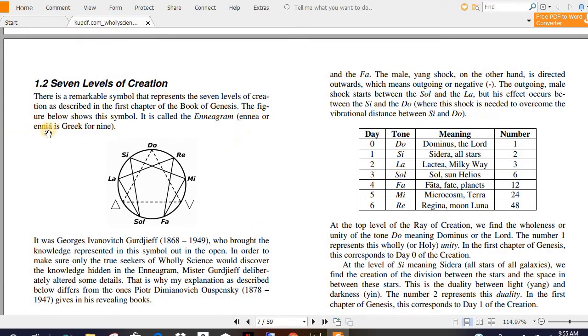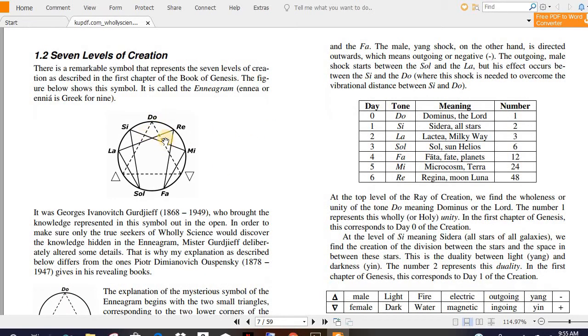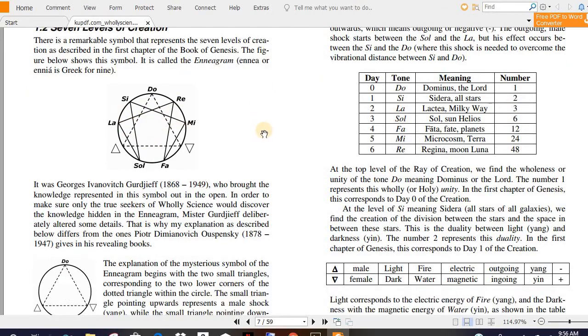Ennea, or Enina. Ennea is Greek for 9. Okay. I've been drawing this symbol right here, and some like it, my whole life, and I never knew what it meant until now.